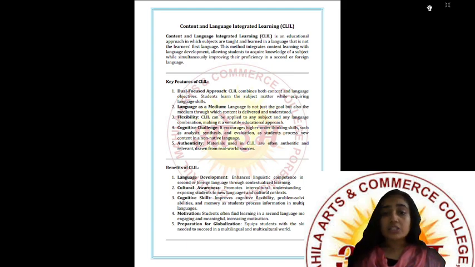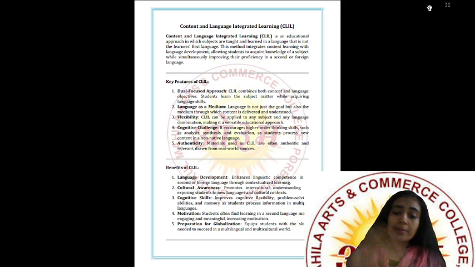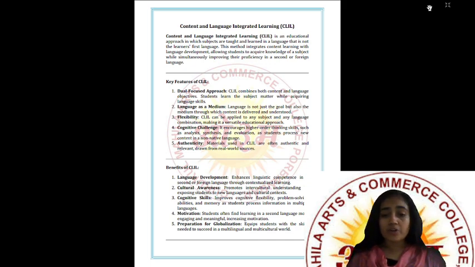Third one is cognitive skills. It improves cognitive flexibility, problem solving abilities, and memory as students process information in multiple languages. So, your cognitive skills will be improved. It means that your intellect will be more and more powerful because it challenges the brain.